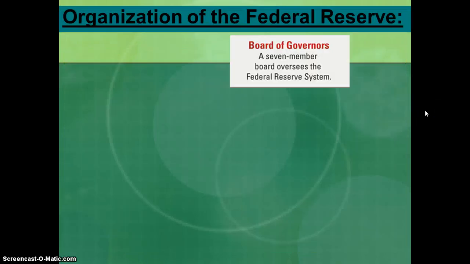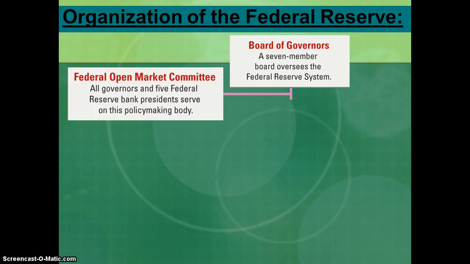Organization of the Federal Reserve. The Federal Reserve is organized by a Board of Governors, a 7-member board that oversees the entire system, as headed by the chairman, which is currently Ben Bernanke. He, or she, is known as the most powerful person in America in a non-elected position.